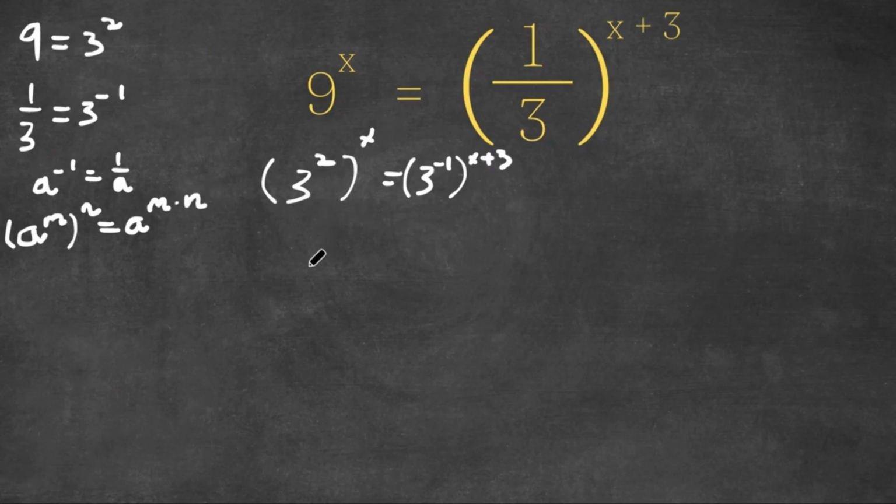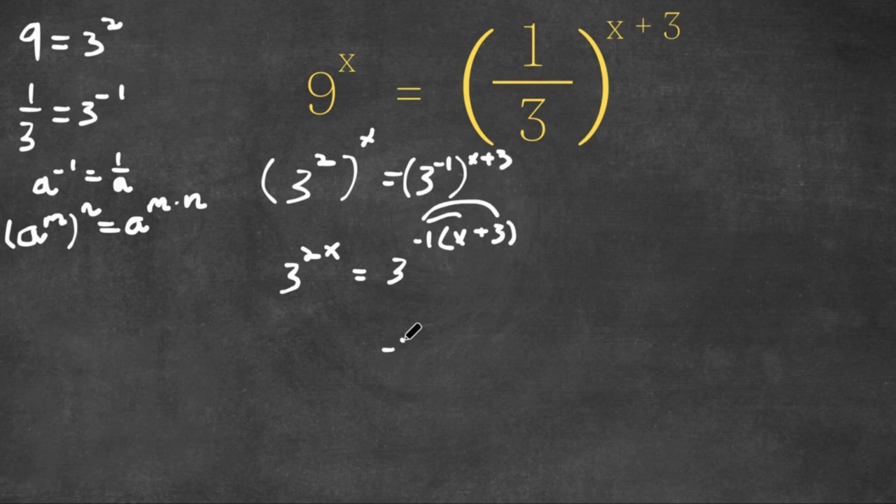So 3 to the power of 2 to the power of x is going to be equal to 3 to the power of 2 times x, which is simply just 2x. And now this is equal to 3 to the power of negative 1 times x plus 3. So now we have to distribute the negative 1. Negative 1 times x is negative x, and negative 1 times 3 is negative 3. So we have 3 to the power of negative x minus 3 is equal to 3 to the power of 2x.